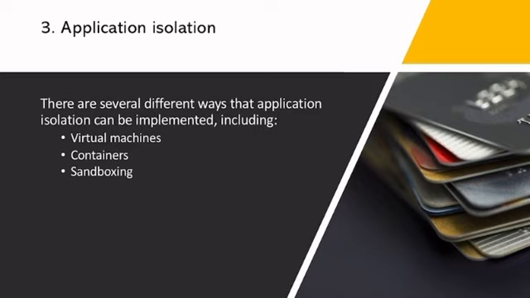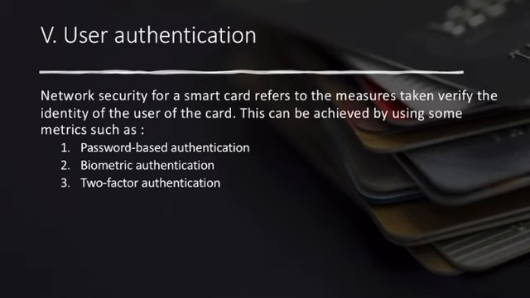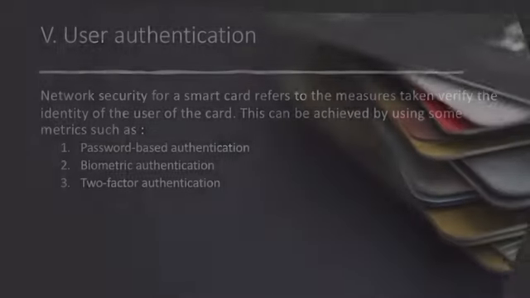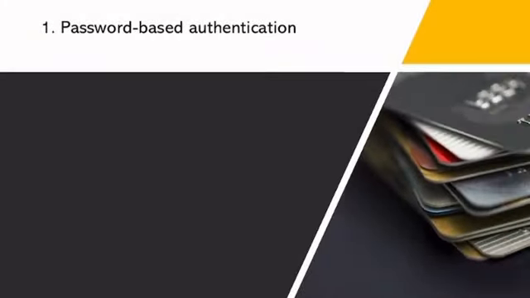So we have finished application security. And now we start the last topic, which is user authentication. User authentication for smart cards refers to the measures taken to verify the identity of a smart card user. This can be achieved by using some methods such as password-based authentication, biometric authentication, and two-factor authentication. Let's start with the first one, password-based authentication.